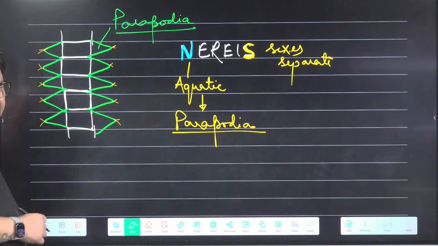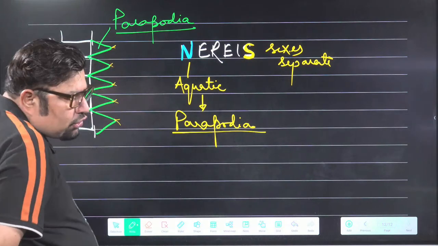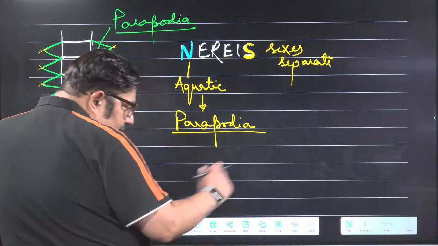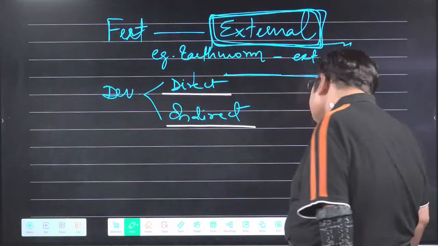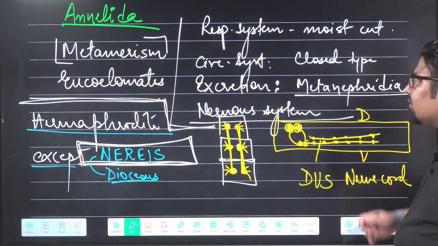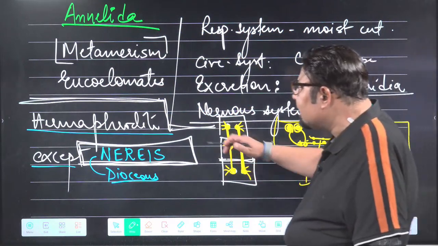Lateral appendages. Yes, those are setae. Good. Setae, one seta. Chitinous setae. Very good. Bacho, I hope you have done enough about this. I'll quickly revise Annelida, and with this I complete today's class. Just revise Annelida.